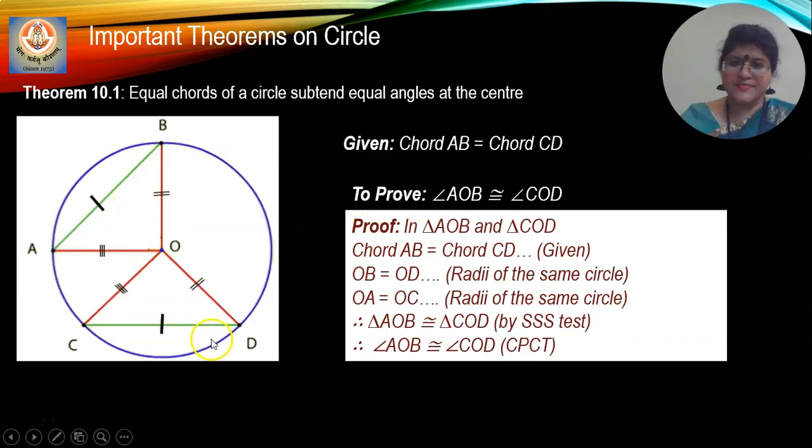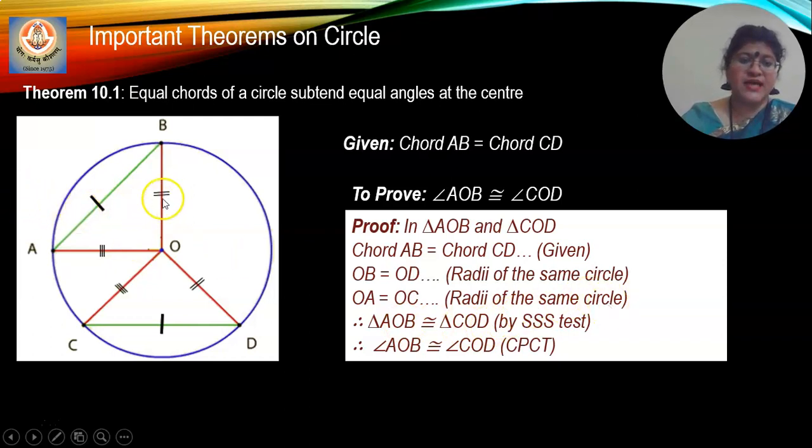Take the 2 triangles, write down what is given. You know that chord AB is congruent to chord CD, so it is given. Then take the radii of the circle. Radius OB is congruent to radius OD because they are the radii of the same circle. Then radius OA is equal to radius OC. They are also equal because they are also radii of the same circle.